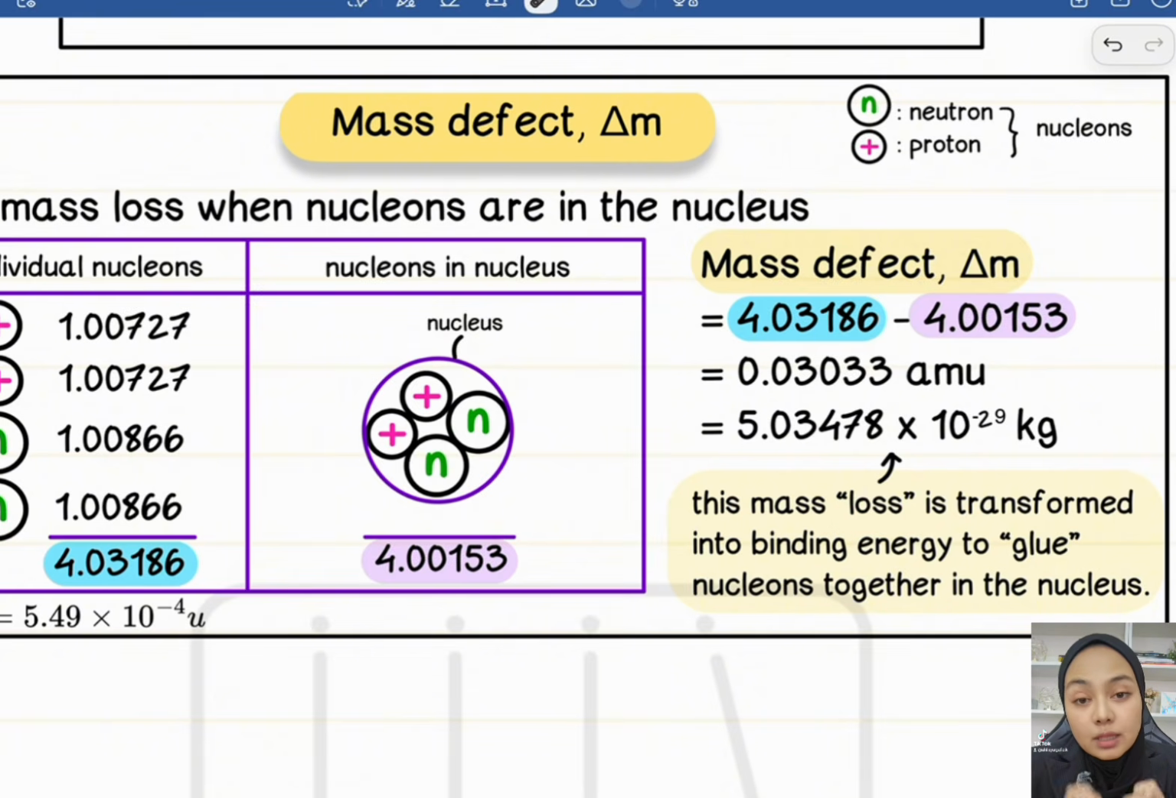This loss of mass is actually used to bind them together, because we know that proton and proton together, by right, they are repelling each other, yet they are packed together in a nucleus. It shows that there must be some sort of energy used to bind them together. In order for us to get to that point, which is what we call binding energy, we need to find the mass defect.